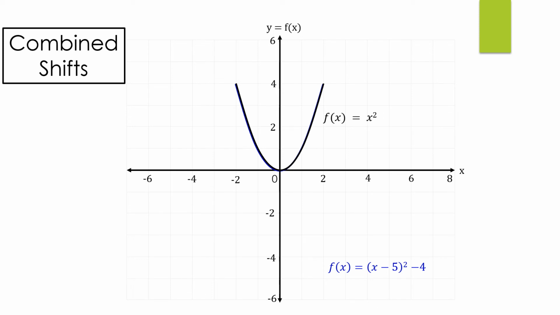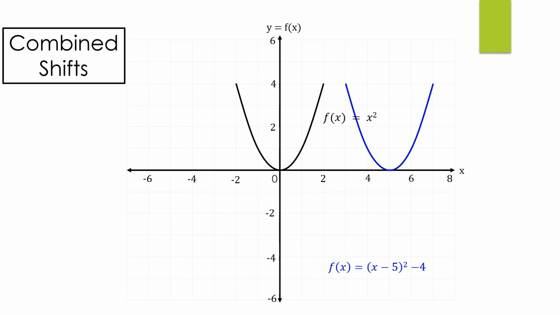So that x minus 5 all squared in a bracket gives us a horizontal shift of 5 units to the right. So we're going to move all of our x coordinates 5 units to the right, and our y coordinates are all going to stay in exactly the same place. So it means that our negative 1, 1 becomes 4, 1, our 0, 0 becomes 5, 0, and our 1, 1 becomes 6, 1. But our function is f of x equals x minus 5 all squared take away 4.